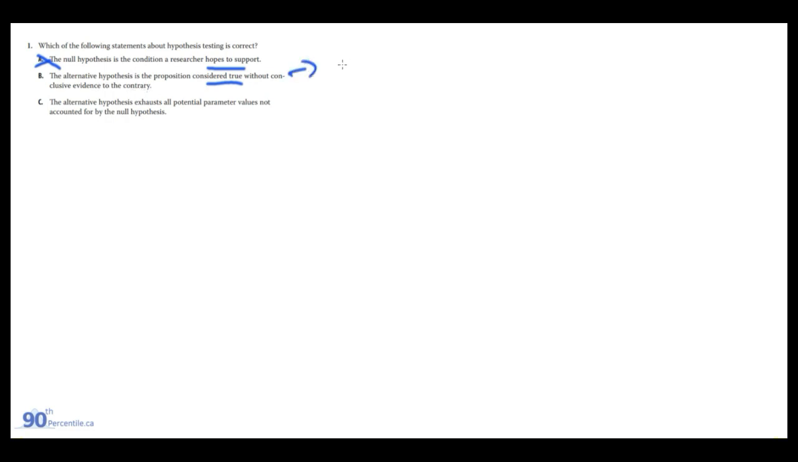That's actually the null hypothesis is considered true, and we need some level of significance in order to reject the null and take the alternative as true. So our answer is going to be C, which is the alternative hypothesis exhausts all potential parameter values not accounted for by the null. So we can actually show an example here.